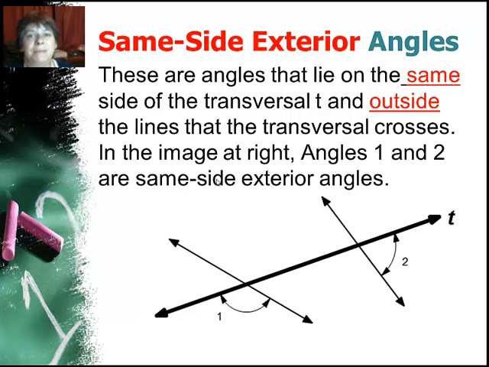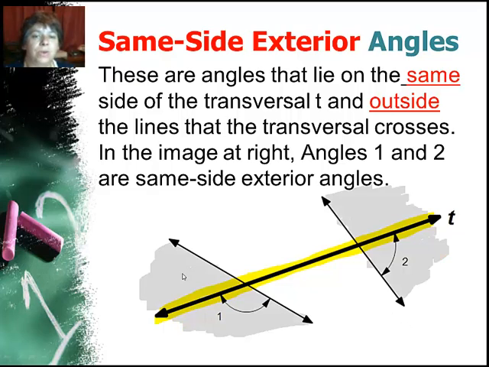Now we have same side exterior angles. So exterior means outside. If you've ever heard of exterior house paint, that is outside of the two lines. So first of all, you see my transversal. And so these are the two lines that aren't the transversal. And so I'm talking about the outside of those two lines. Since it's on the same side, that means both should be above or below the transversal. In this case, we're picking both the angles that are below the transversal.